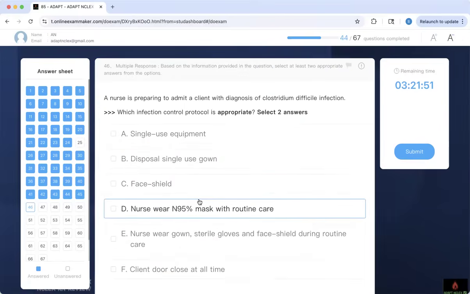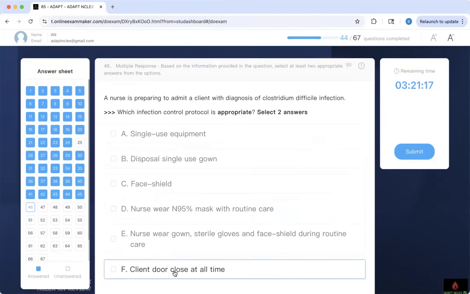45. And nurse is preparing to admit the client with diagnosis of C. diff, which infection control is appropriate. Infection control, C. diff, it's a contact precaution. If this is a contact, what do you want to do? Single-use equipment, disposable single-use gown, face shield, nurse wear N95 masks with routine care, nurse wear gowns, sterile gloves, face shield during routine care, door closed at all time. I'd like to know your answers. What do you think? Contact means door is not the problem.